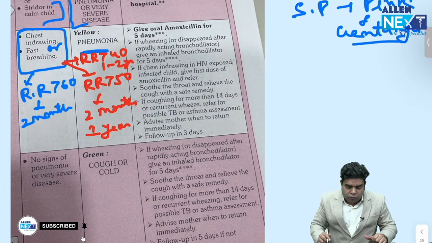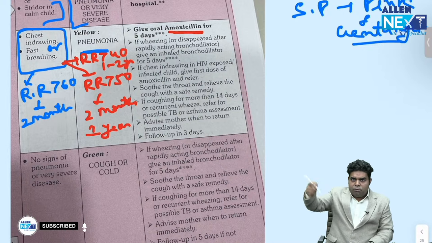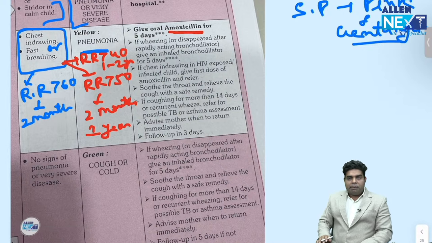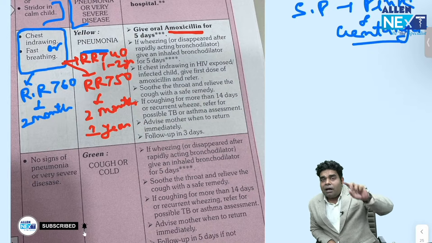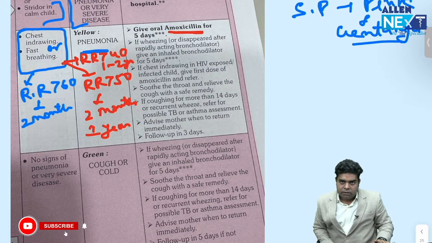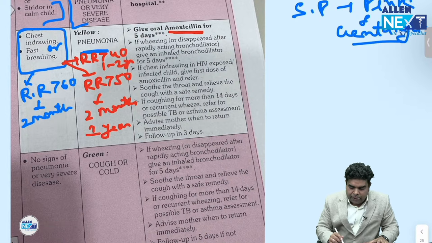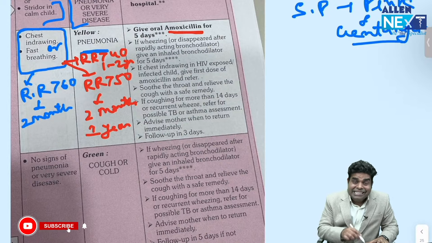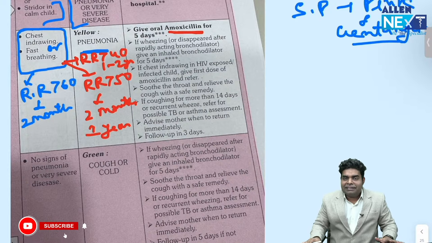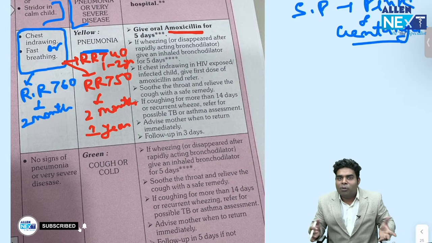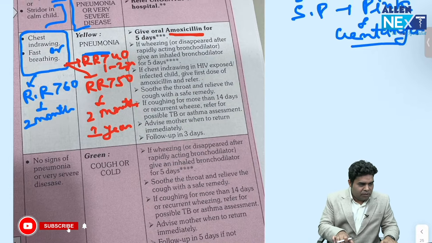If any one of these two is found, we give amoxicillin for 5 days, which has been asked in one more question. We will come to that. So remember: chest indrawing, fast breathing, amoxicillin; stridor or danger sign, gentamicin. If none of it, we just treat under the green category. So pink for severe, yellow for pneumonia, and then green for cough or cold. There is nothing like some pneumonia. Severe pneumonia, pneumonia, cough and cold. Okay. So do remember it.